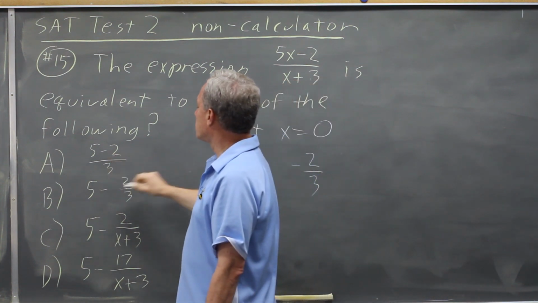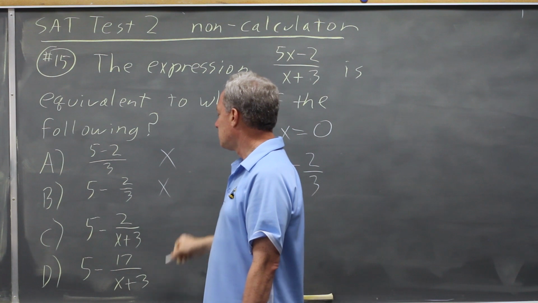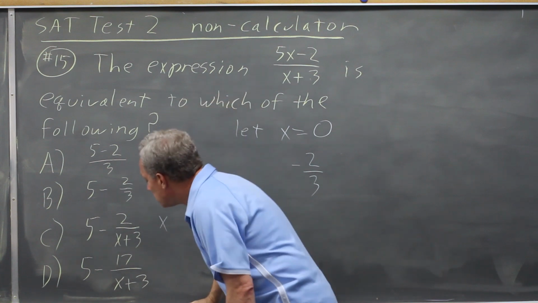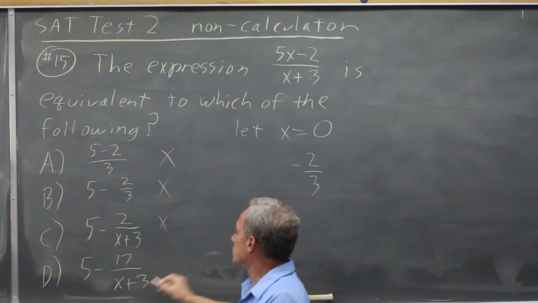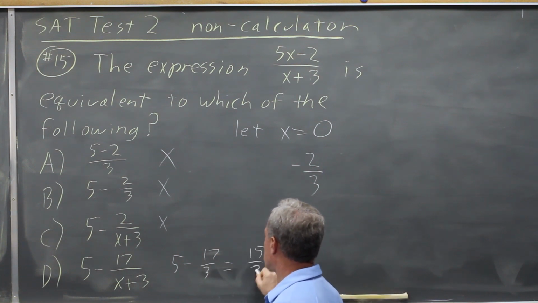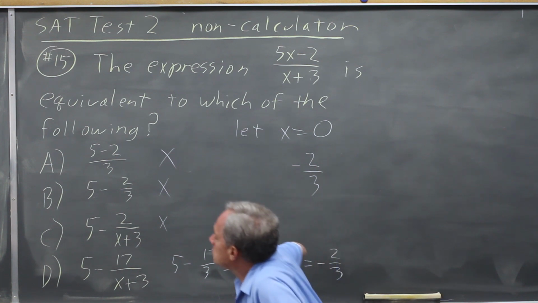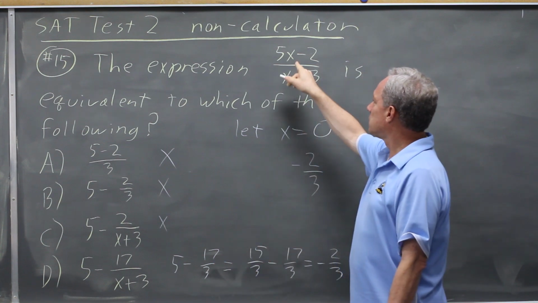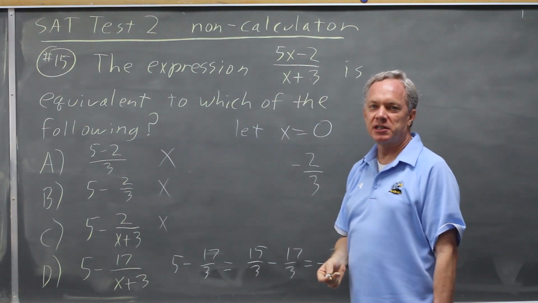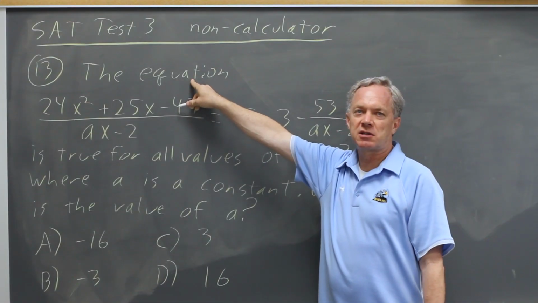This is not -2/3, so it's wrong. This is not -2/3. 5 minus 2/3 is 4 1/3. At x equals 0, this is 5 minus 2/3 again. It's not -2/3. Hopefully this works. 5 minus 17/3. 5 is 15/3 minus the 17/3 is -2 over 3. So the choice D is the only one that matches the original expression at x equals 0. If it's equivalent, it must match for all x, including x equals 0, so choice D is the only answer that could be right.